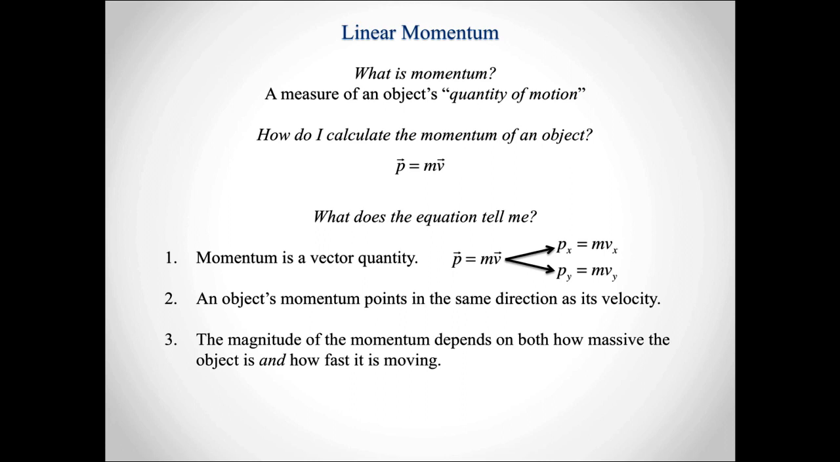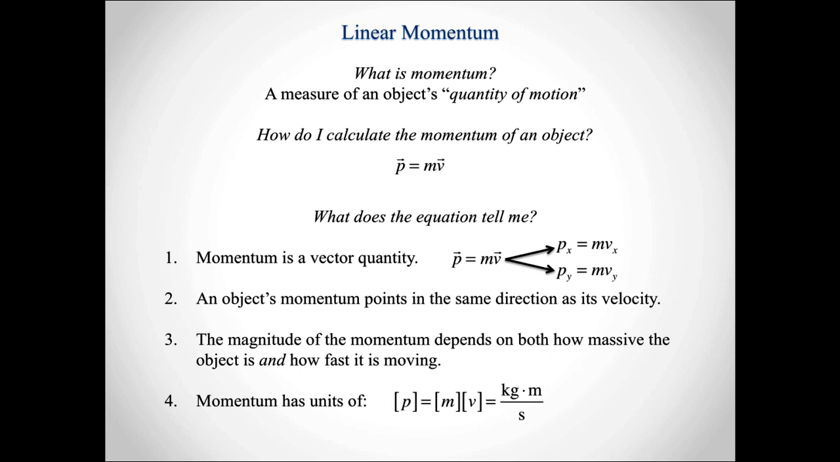So that tells me about the direction. What about the magnitude? Well, the magnitude of the momentum depends on both how massive the object is, that's the m part, and how fast it's moving. So the magnitude of the velocity vector is just another way of talking about the speed. So if you want the magnitude of the momentum, that's just going to be the mass of the object times its speed.